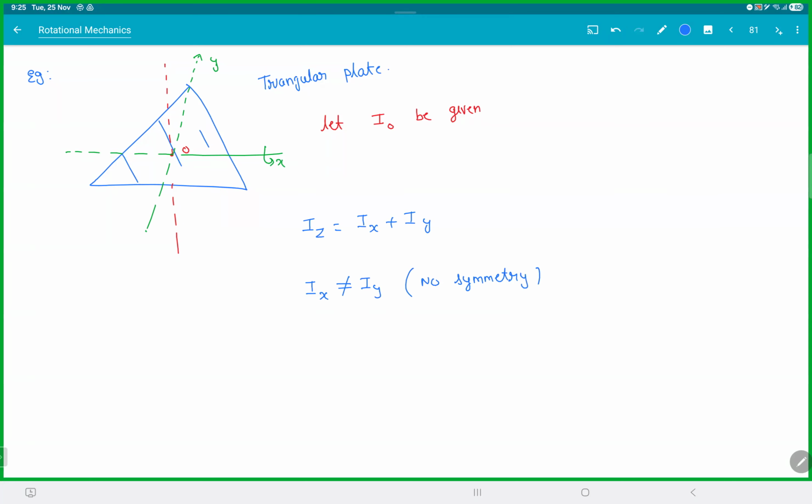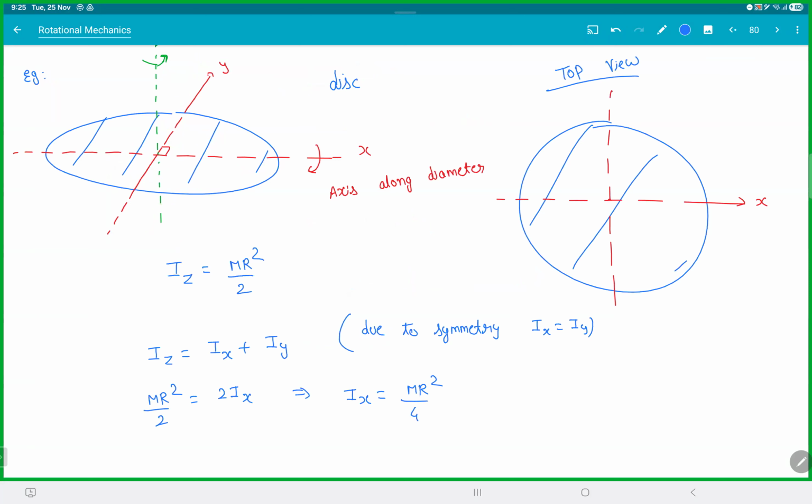So therefore, the theorem is right. You can still use it, but you can't solve. That's it. You will get stuck. Ix plus Iy is I naught. You can't do anything more than that. You cannot simplify. So this is the main criteria. In order to use the perpendicular axis theorem, Ix and Iy must be equal. If these two are not equal, you can't solve. The theorem is not wrong. The theorem is valid, but it can't be solved because you don't know what Ix and Iy are. So this is the moment of inertia about the diameter.